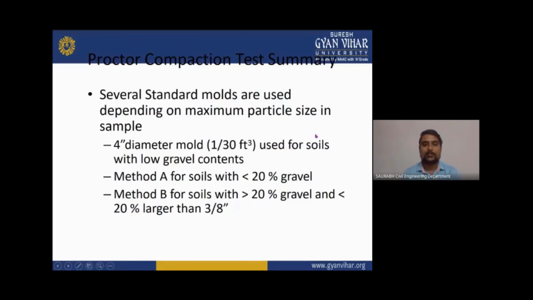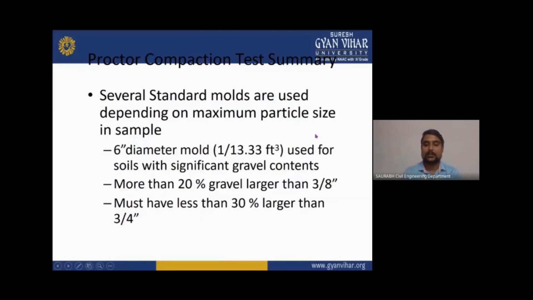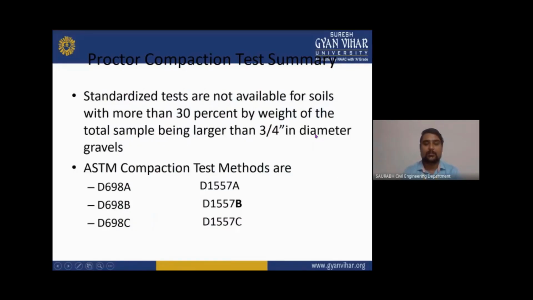Now we will come to the several standard molds used depending on the maximum particle size in the sample. The 4-inch diameter mold, which is equal to 1/30 cubic foot, is used for the low gravel content method, a soil with less than 20% gravel. Method B is for soil with greater than 20% gravel and 20% larger than 3/8 inch. Several standard molds are used, as you know, for the compaction of a soil. Standardized tests are not available for soil with more than 30% by weight of the total sample being larger than 3/4 inch diameter gravel.